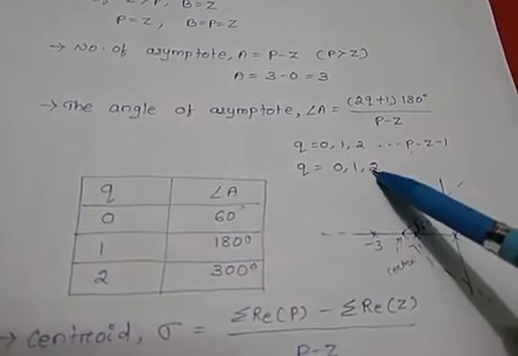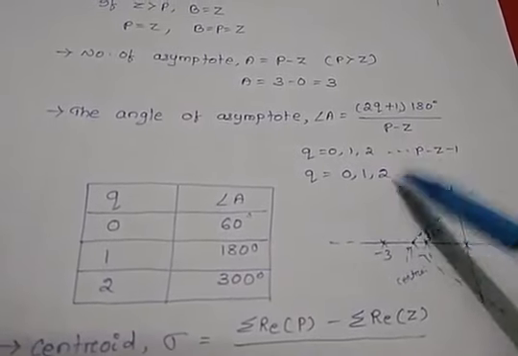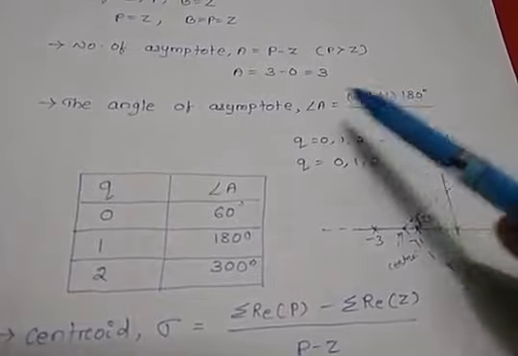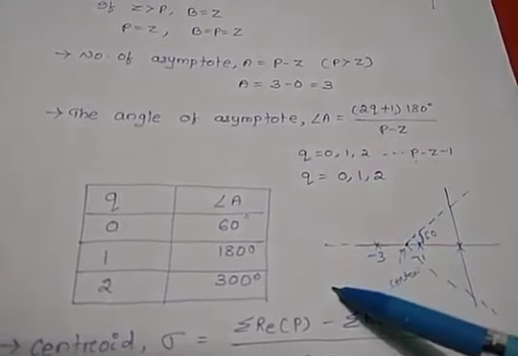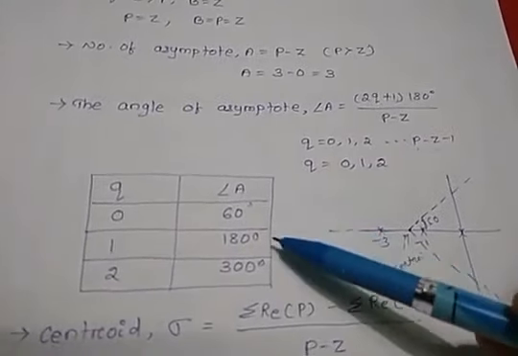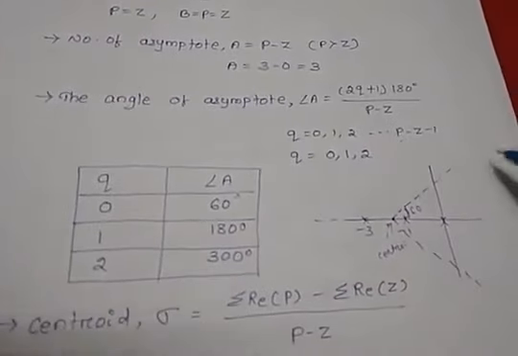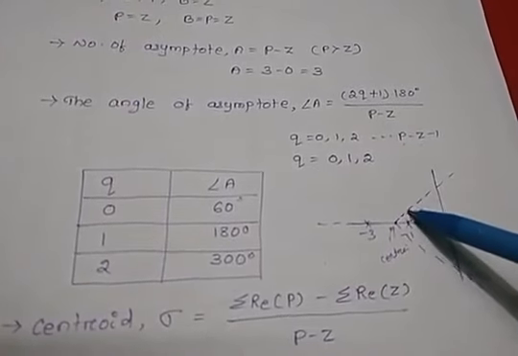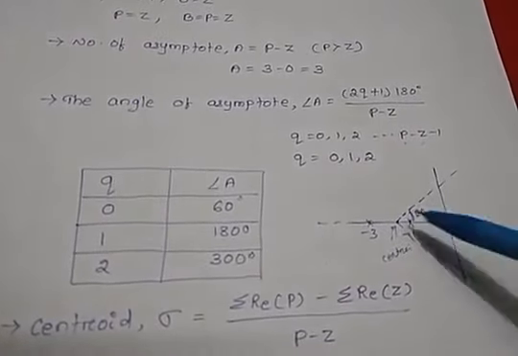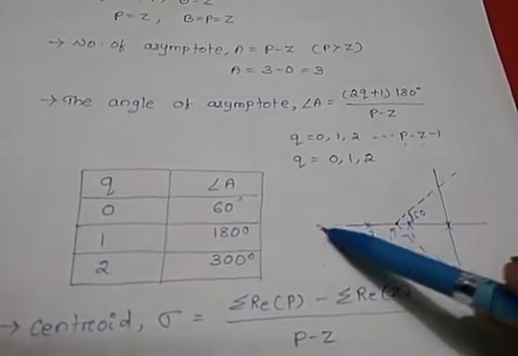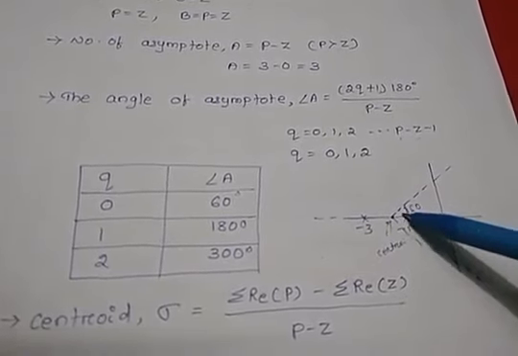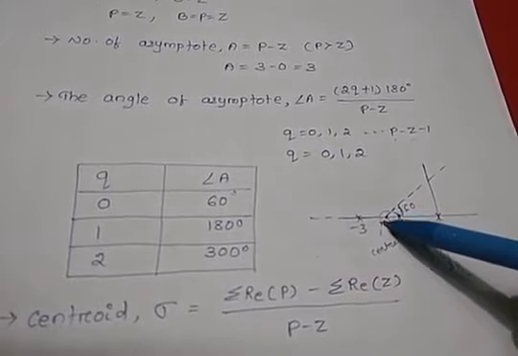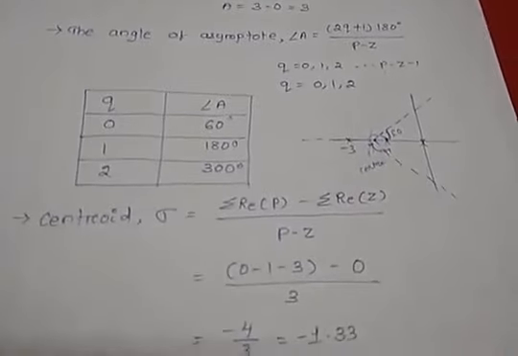The three values of q that we found, we put individually to find the three angles. That is 60 degrees, 180 degrees, 300 degrees. Now see here, these are the three asymptote lines. One is 60 degrees, one is 180 degrees, and one is 300 degrees.